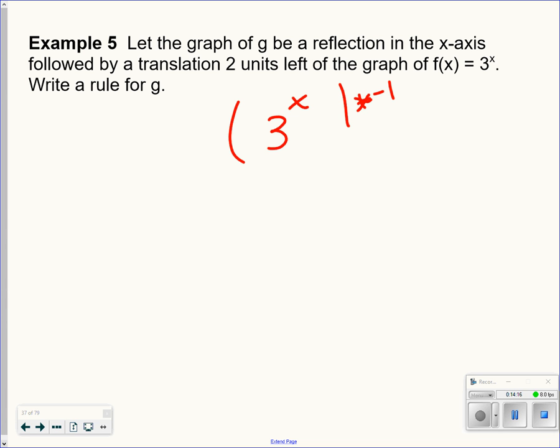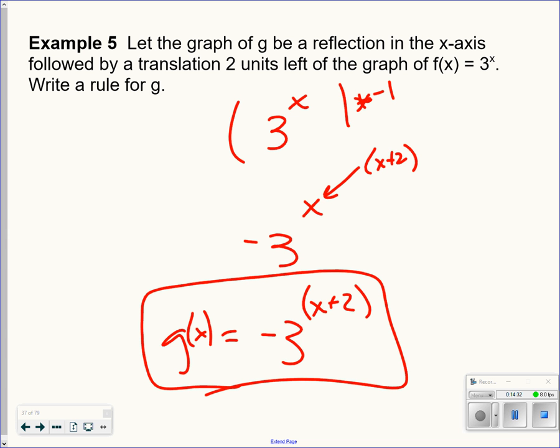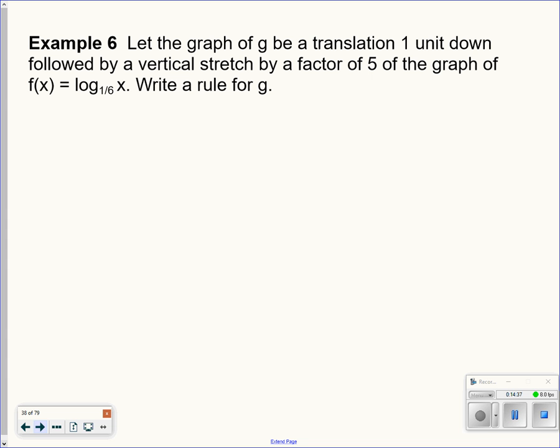So if I times that by negative 1, I get negative 3 raised to the x. If I do 2 units to the left, I'm going to replace x with x plus 2. So now negative 3 raised to the x plus 2 equals my g function. So again, the rules that you've learned previously are still going to apply.